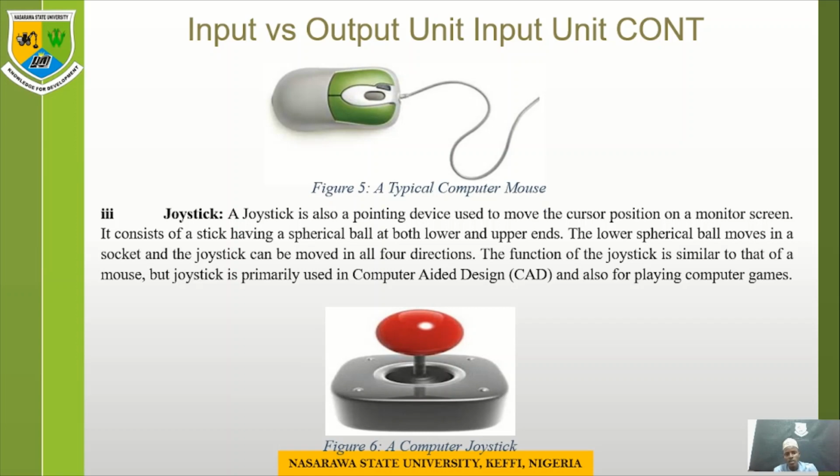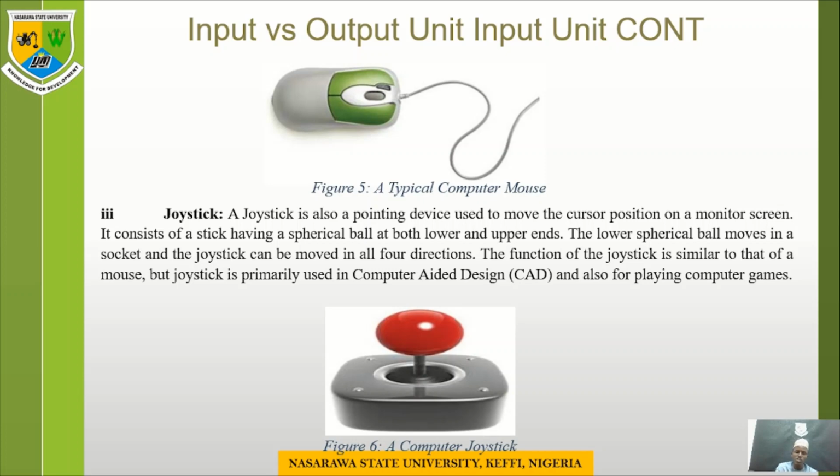You can see it's divided. The one on your right is your right click. You have your right click, you have your left click, and you have your scroll button at the center. So now we have the wired mouse and also the wireless mouse.